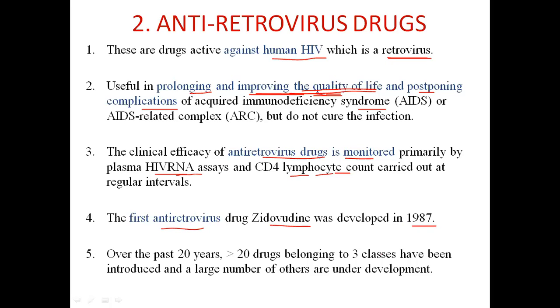Now the first antiretrovirus is zidovudine, which was developed in 1987. So this question can be asked in GPAT exam or competitive exam. Which one is the first antiretrovirus drug? Zidovudine is the first drug. Over the past 20 years, 3 classes have been introduced and a large number are under development.